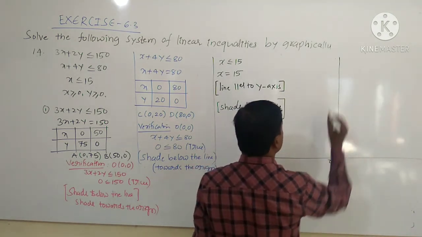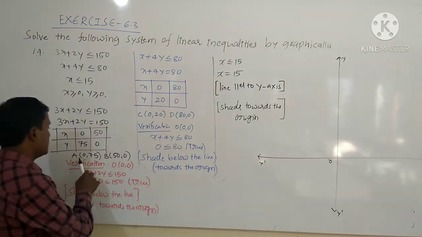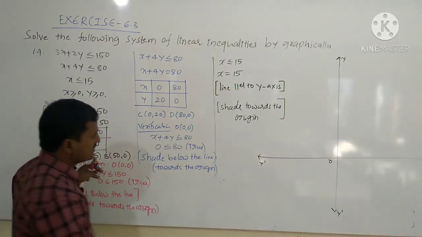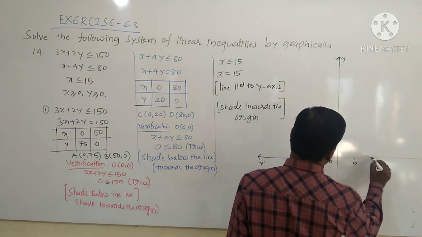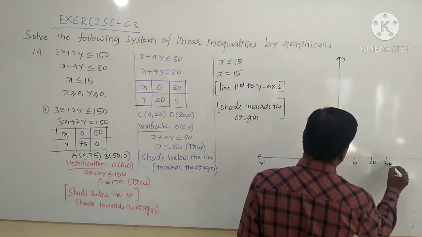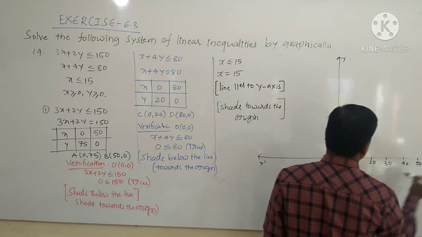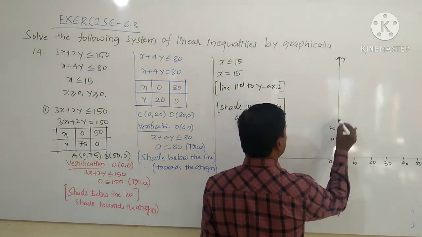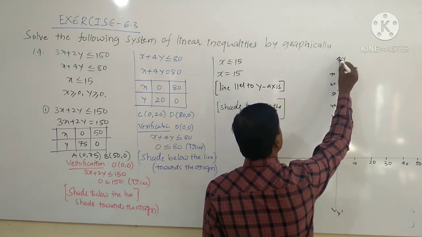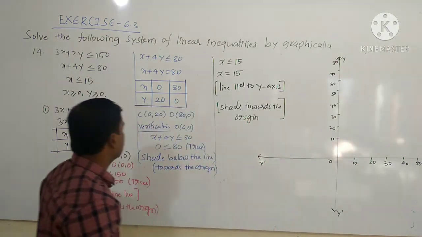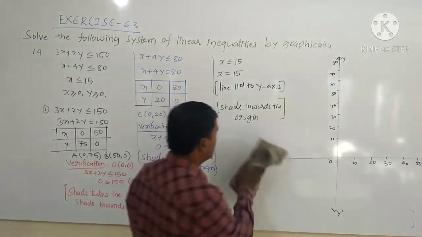Here it is x. The maximum value for y is 75, so you have to start from 10. Here we'll take 10, 20, 30, 40, 50, 60, 70, and here it is 80. We want more values, so I'll remove the graph.